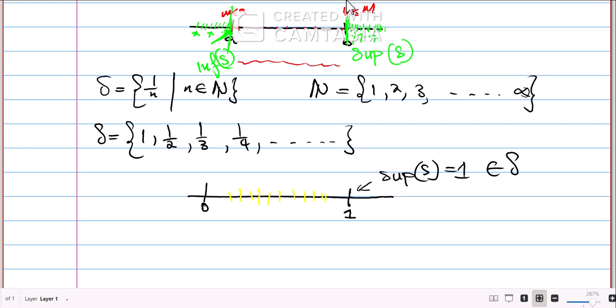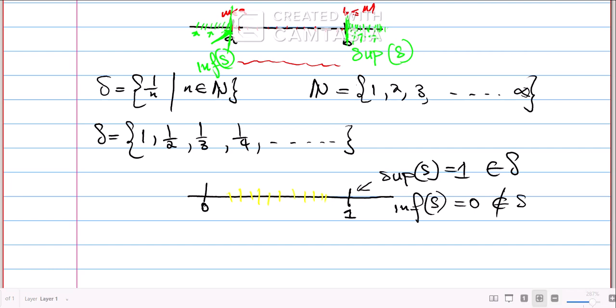This is important to state: 1 is an element of S. These numbers converge to 0. They are approaching 0. So since they are approaching 0, we can say the infimum of the set is 0, and 0 is not an element of S. As I have mentioned, the supremum and the infimum may or may not be an element of S. It depends on the set.